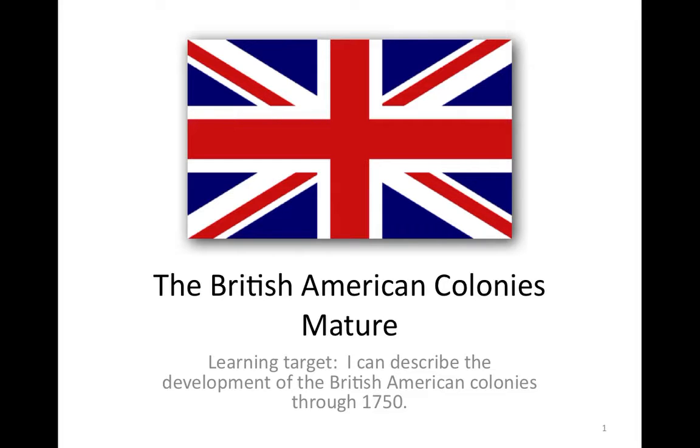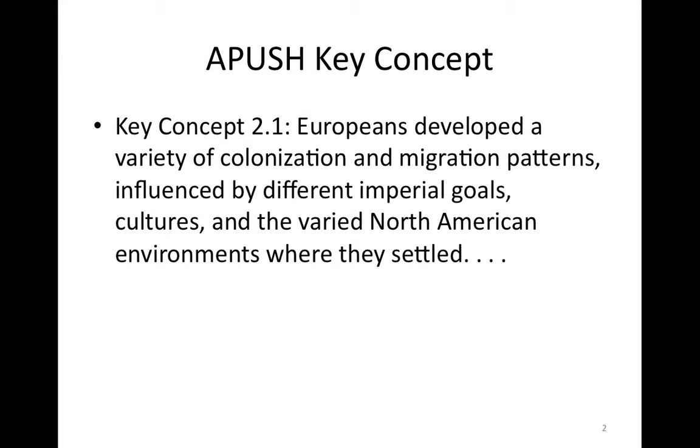So the learning target for you is to be able to describe the development of the British American colonies all the way through about 1750, which will take us into the next unit when we'll start thinking about the American Revolution and the causes thereof. Here's the key concept. According to the AP curriculum, one major concept from the colonial period is that Europeans developed a variety of colonization and migration patterns influenced by different imperial goals, cultures, and the varied North American environments.